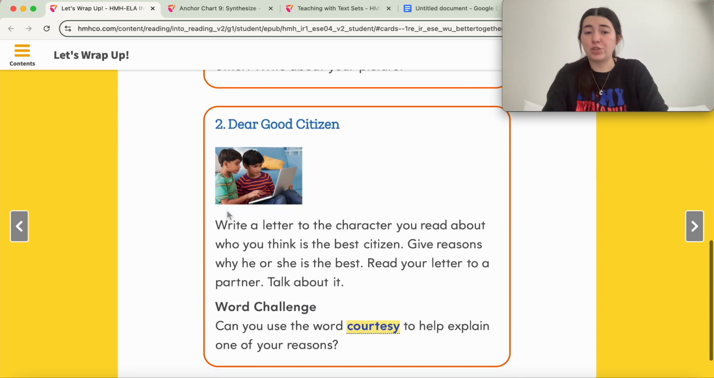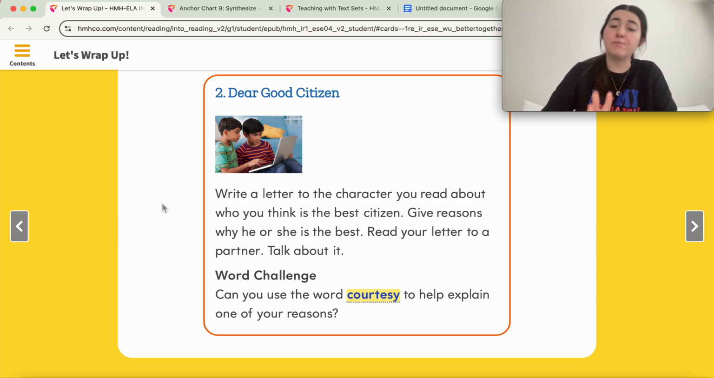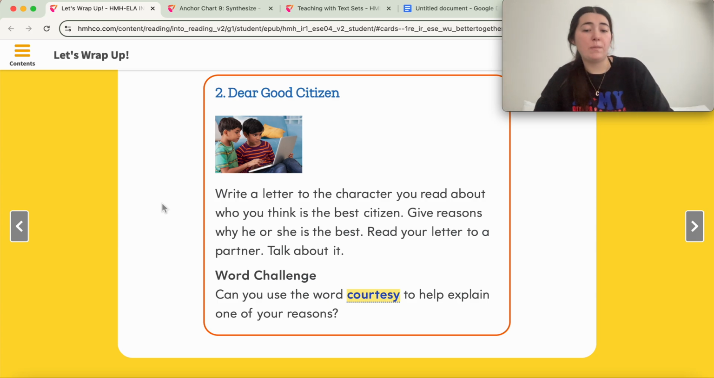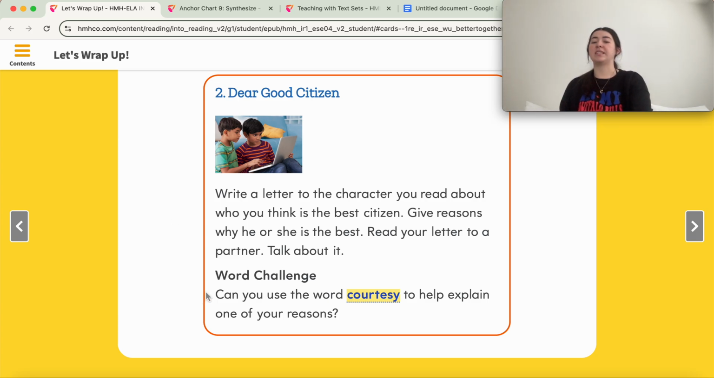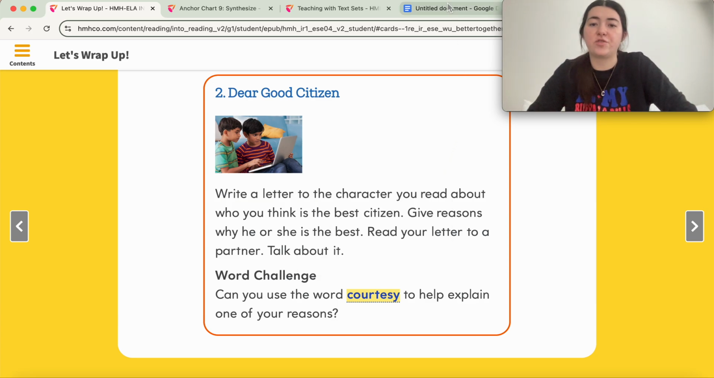Your second choice is Dear Good Citizen. And this says, write a letter to the character you read about who you think is the best citizen. Give reasons why he or she is the best. Read your letter to a partner and talk about it. And then it gives you a word challenge, and it says, can you use the word courtesy to help explain one of your reasons? So courtesy, if you do something as a courtesy, you do it to be kind or polite. So if you could sneak that in, that's like a little extra challenge.